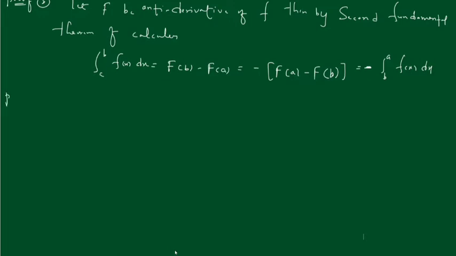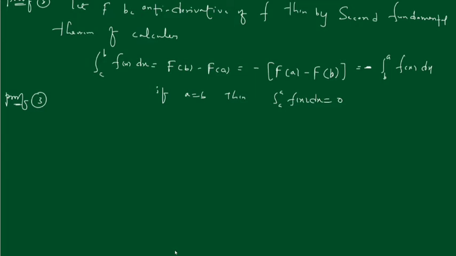Next proof, third one. In one more case, here we can observe that in the above proof 2 only, if a equals b, what can we write then? In the particular case, integration a to a of f of x dx equals 0, right?